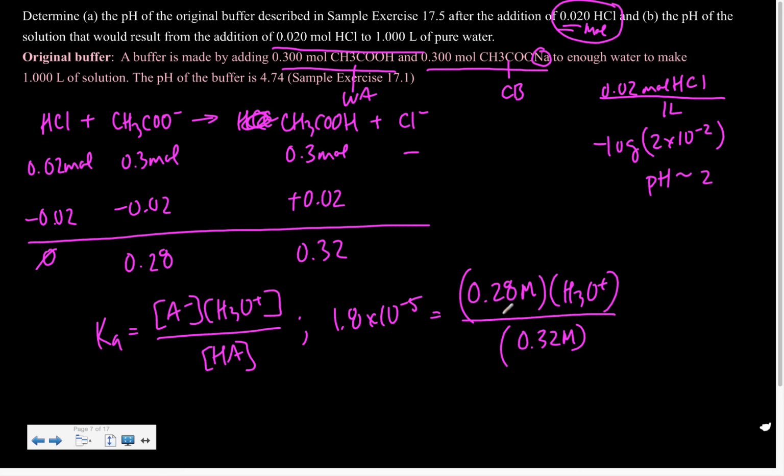If instead this were a strong base that we were adding, like sodium hydroxide, it would consume the acid and produce the base. But it's all the same idea: if we take from one, we add to the other. All right, make sure this makes sense.